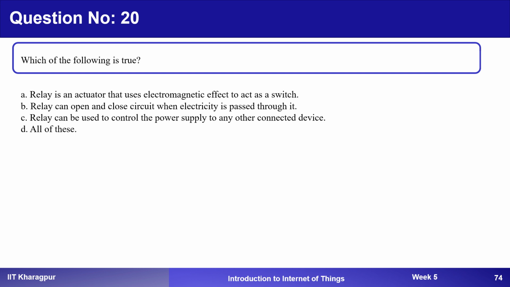Question number 20. Which of the following is true? Option A is relay is an actuator that uses electromagnetic effect to act as a switch. Relay can open and close circuit when electricity is passed through it. Relay can be used to control power supply to any other connected device. Next option is all of these. So which of the following is true?